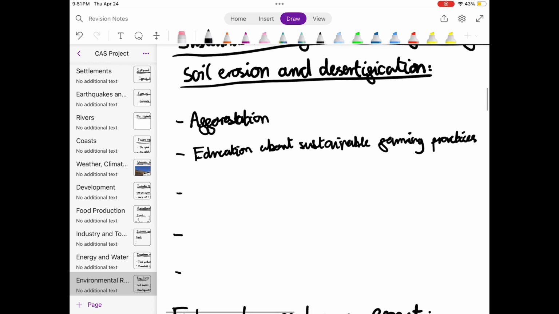So the next one is to recycle water, and this reduces the abstraction of water needed from freshwater aquifers such as underground in the soil, and therefore less soil erosion will take place because the soil will have more moisture if there are aquifers with water inside them.